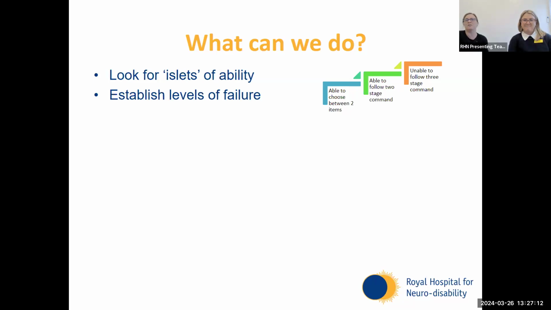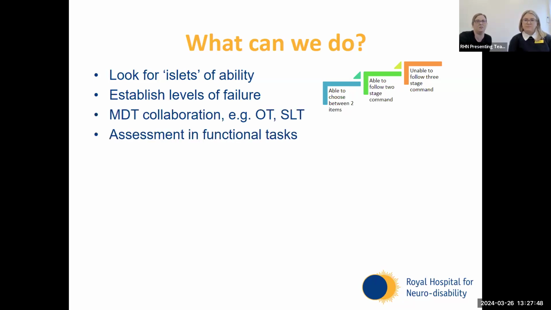Professor Graham Beaumont, who used to be the head of Department of Psychology here, framed this in terms of looking for islets of ability. So actually, for our very impaired patients, it might look like there's nothing they can do in terms of demonstrating cognition. And what we're doing then is saying, but what can they do? And Alex has put this little picture here about establishing levels of failure. So for example, if a patient can choose between two items, you then might look at, can they follow a two-stage command? Well, yes, they can in this instance. But look, what happens when they do a three-stage command is they can't do it. So it's looking at those levels of what they can and can't do.